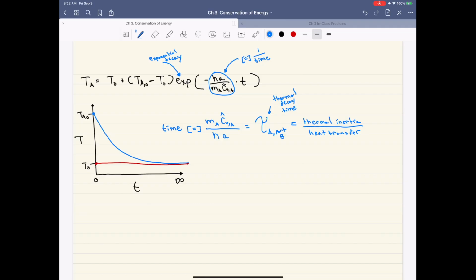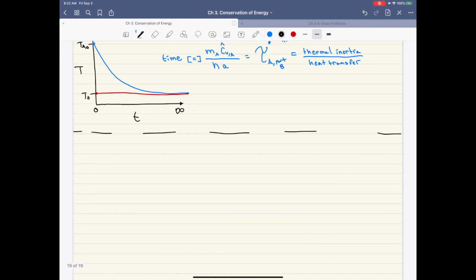All right, so for part B, we looked at the case where our thermal inertia was approaching infinity. Let's now, for part C, look at the opposite case, the opposite limit, where our thermal inertia is going to be very small. So small that we could just say it's 0.